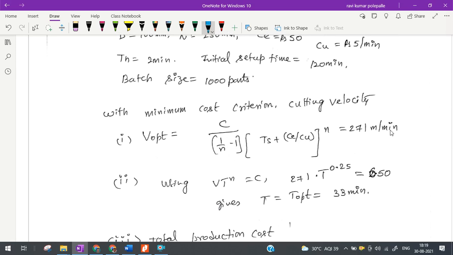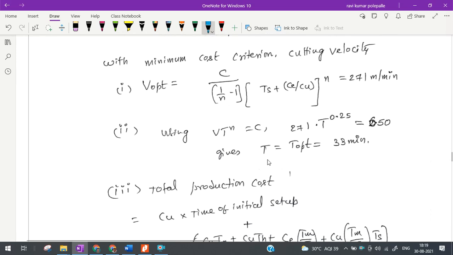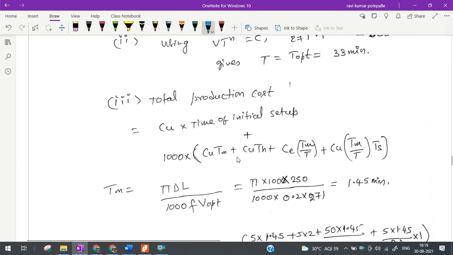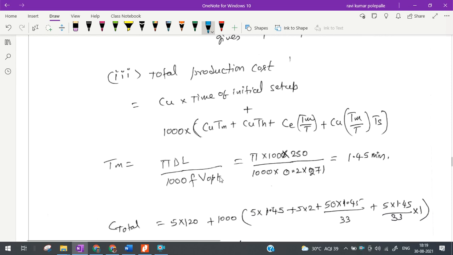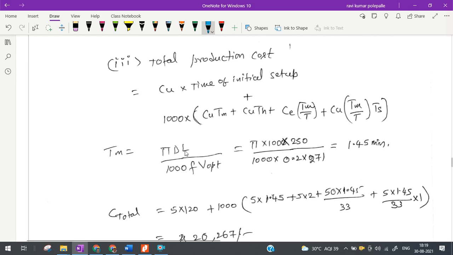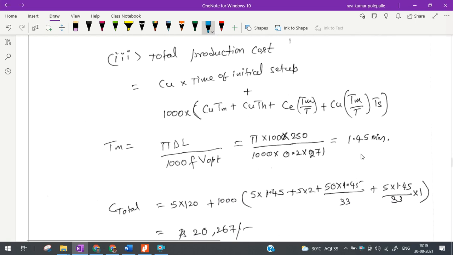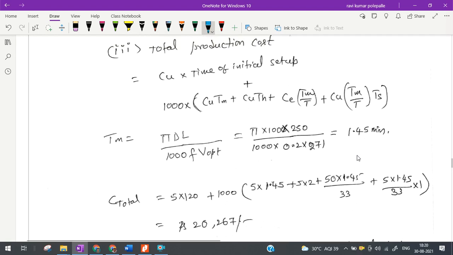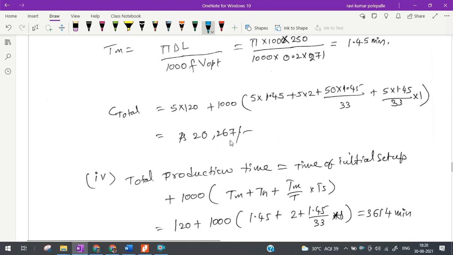So 271 meters per minute. Using V T power n equal to C, I can obtain the optimum tool life to be 33 minutes. So total production cost, if I consider 1000 pieces, I should consider the time of the initial setup plus 1000 Cu into Tm, Cu, Th, Ce. All these are included, and the machining time, if you make the calculation, pi D L by 1000 Vf opt, comes to 1.45 minutes. That means one component every 1.45 minutes, and the total cost is 20,267.